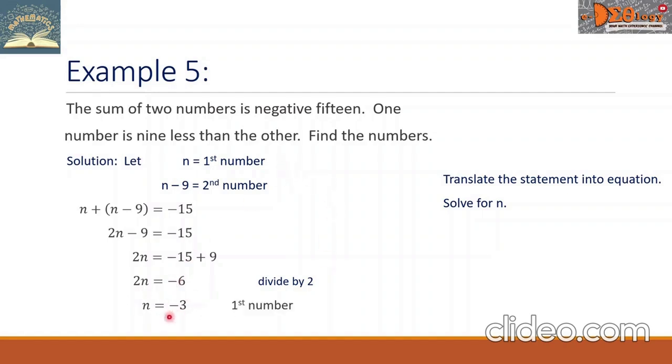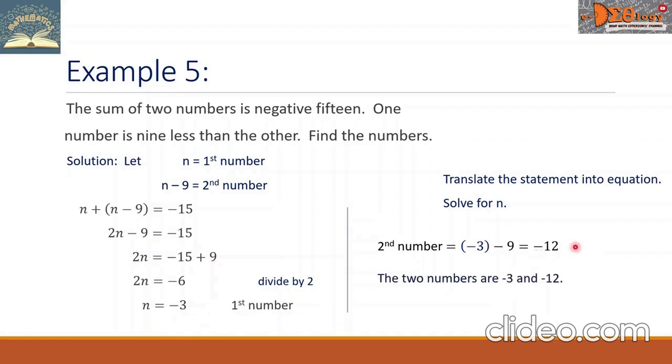In the beginning we said that n is the first number. Now, let's solve for the second number. We say that the second number is n minus 9. So we substitute the value of n, which is negative 3, in this equation. So, second number equals negative 3 minus 9. And this will be negative 12. So we stop. We have now the two numbers. The first number, negative 3. Second number is negative 12. So we say that the two numbers are negative 3 and negative 12.